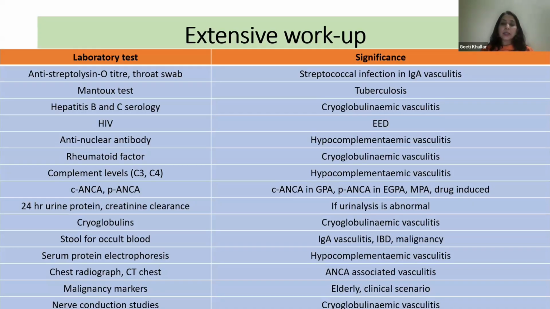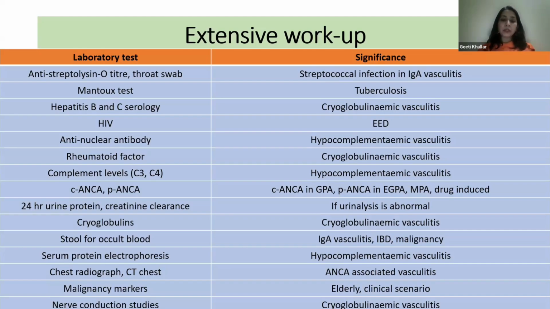ANCA levels, again, as I told you: C ANCA for GPA or Wegener's granulomatosis, P ANCA for eosinophilic GPA and MPA, that is microscopic polyangiitis. Then you have ANCA-associated drug vasculitis, where many drugs like levamisole and other drugs can cause ANCA positivity. Once you have the basic urine workup, you have to do a 24-hour urine protein and creatinine clearance also if you are thinking that there is a renal involvement. So you go for further tests in these patients, you go for a urine albumin creatinine ratio also, and then consult your nephrology colleagues. Cryoglobulin levels should be done.